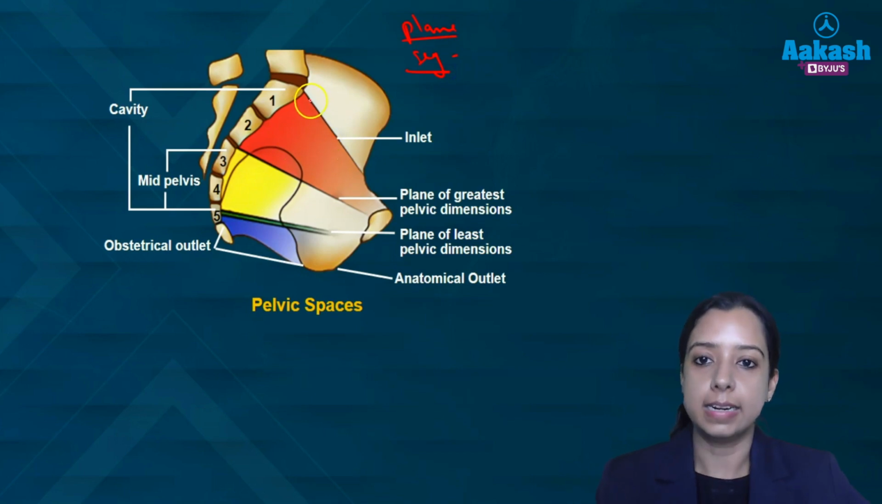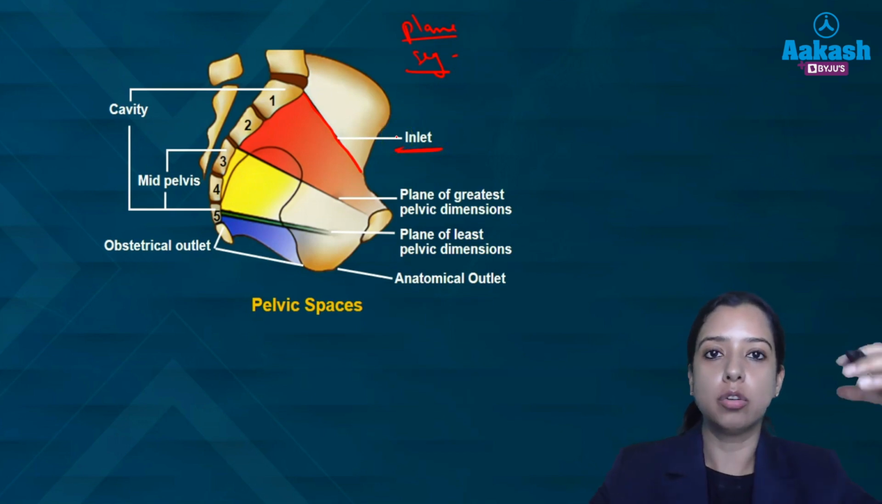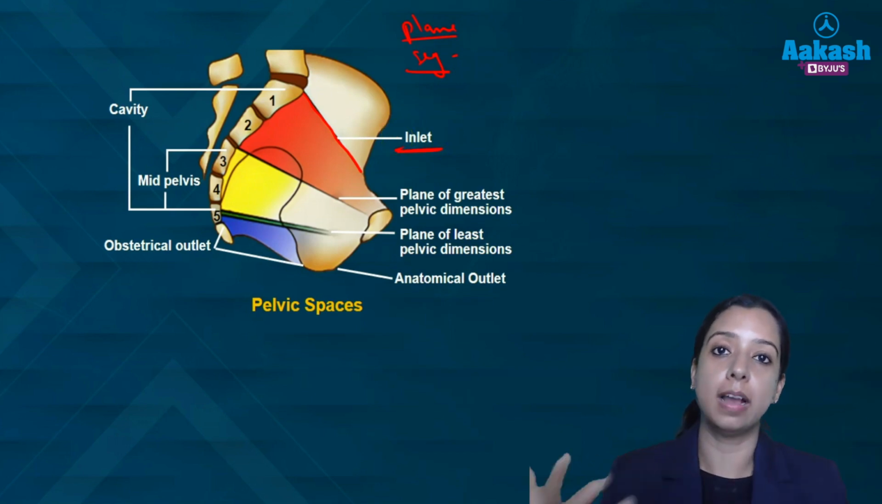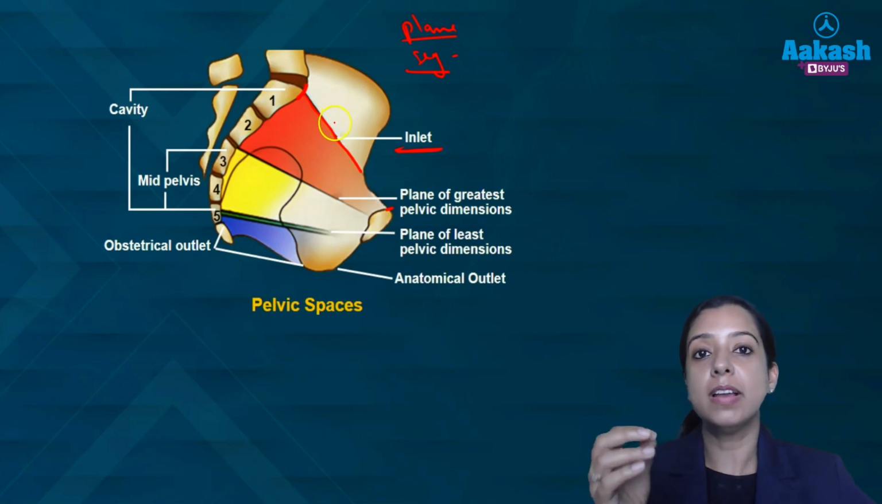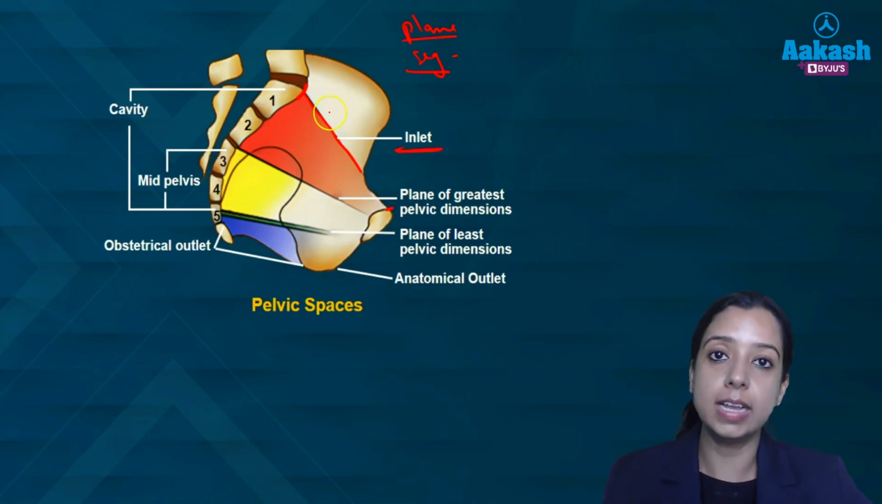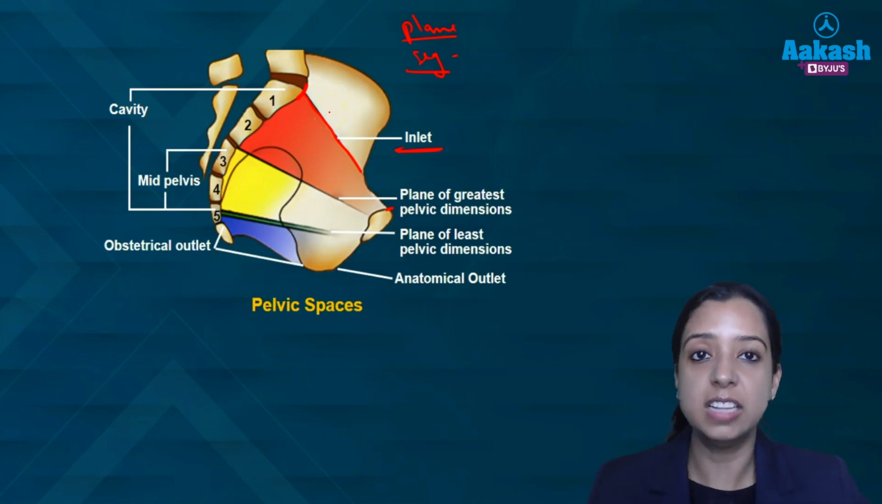Like the inlet. The inlet is a plane. It's a two-dimensional plane. When your biparietal diameter crosses this inlet, we say engagement has occurred. So it's a plane which extends from the upper border of the pubic symphysis to the sacral promontory. It's a plane. The pelvic cavity is a segment. It's an area, a three-dimensional area, which lies between what?